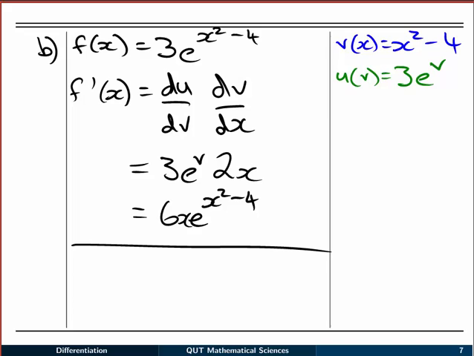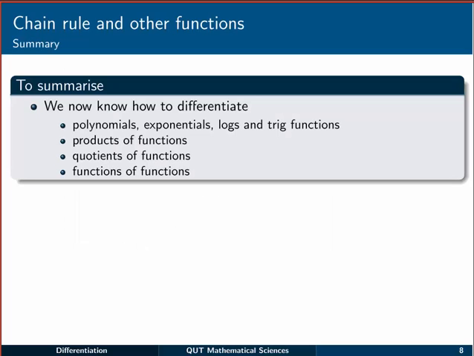So to finish this video off, we can now say that we can differentiate polynomials, exponentials, logs and trig functions, as well as products, quotients, and composition functions of any of a combination of those. So we've got quite a little bag of differentiation rules that we can use to differentiate all sorts of different functions and help us to solve problems in either mathematical or applied worlds.